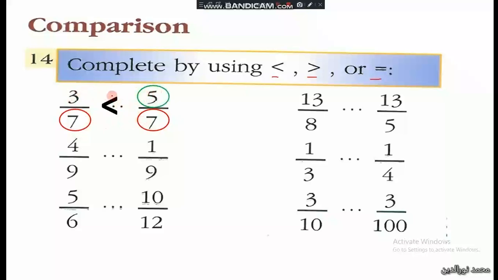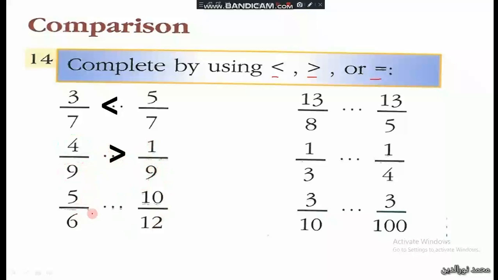So 5 is greater than 3, so the fraction 5 over 7 is greater than 3 over 7, or 3 over 7 is less than 5 over 7. And then 4 over 9 and 1 over 9, both fractions have the same denominator 9, so we look at the numerator. The fraction that has the greater numerator is the greater fraction. So 4 is greater than 1, so 4 over 9 is greater than 1 over 9.